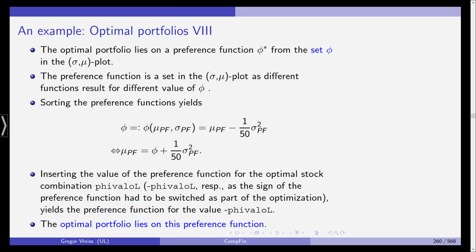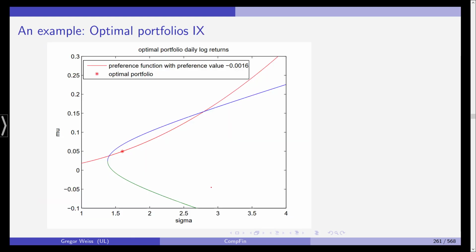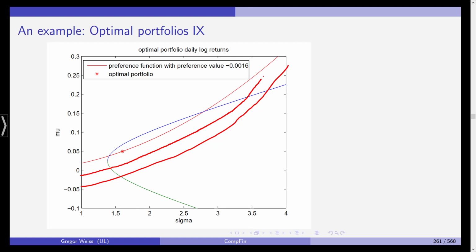The preference function is a set in the plot, as different functions result for different values of phi. Now, if we insert the value of the utility function for the optimal stock combination, this will yield the preference function for the value minus phi val OL. So the optimal portfolio lies on this preference function, and this is, I guess, more intuitive. What we get is indifference curves. You know this. We have indifference curves, and what we need to do is move this out, and then we get, for example, the optimal portfolio here.